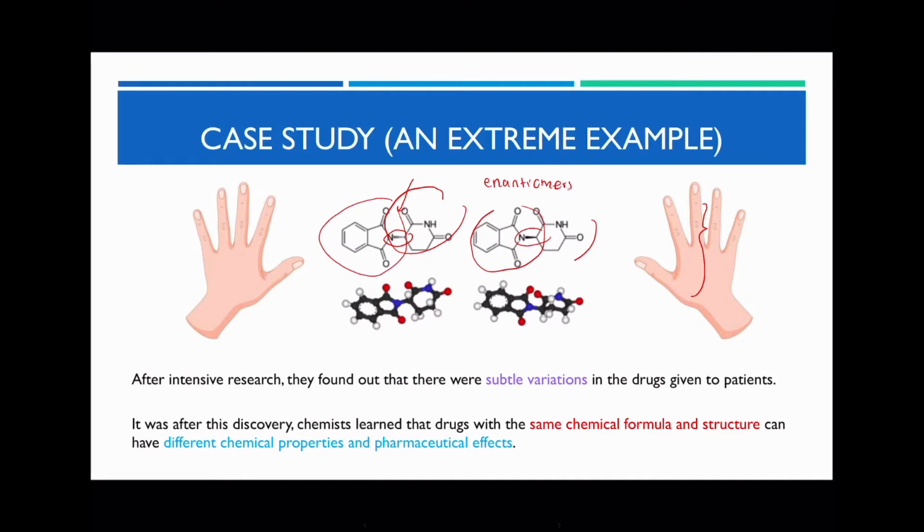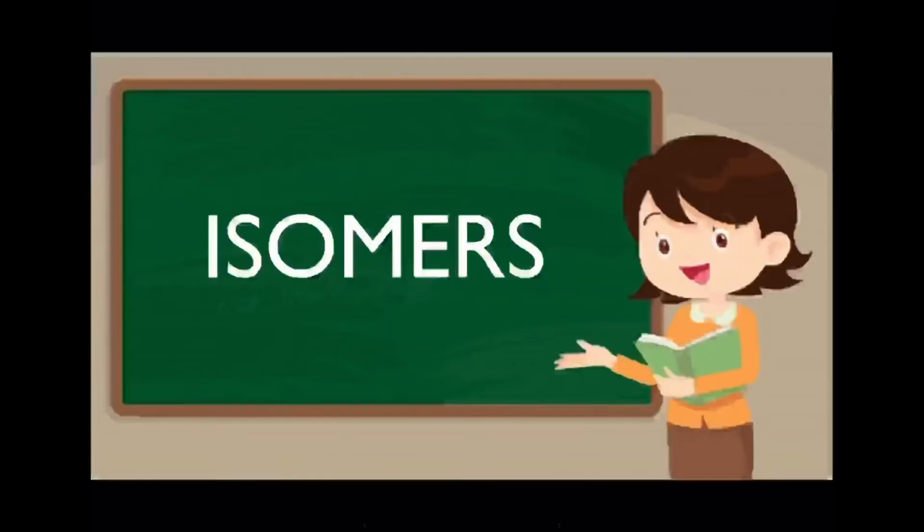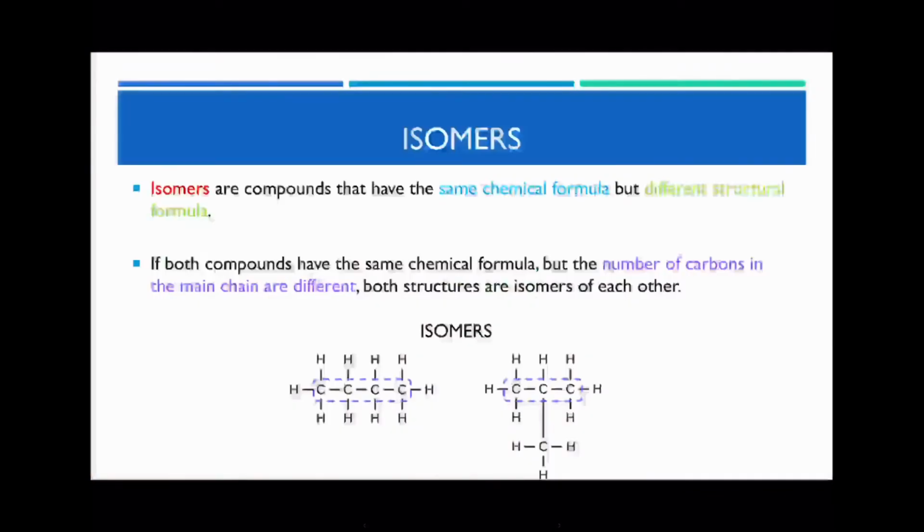But anyhow, we're going to be looking at something referred to as isomers today. So isomers are compounds that have the exact same chemical formula, meaning they have the same composition, they're made up of the same atoms with the same number of atoms, but they differ in terms of their structural formula, so in terms of how they're connected and rearranged. Now, if both of these compounds have the exact same chemical formula, but the number of carbons in the main chain are different, both structures are considered to be isomers of each other.